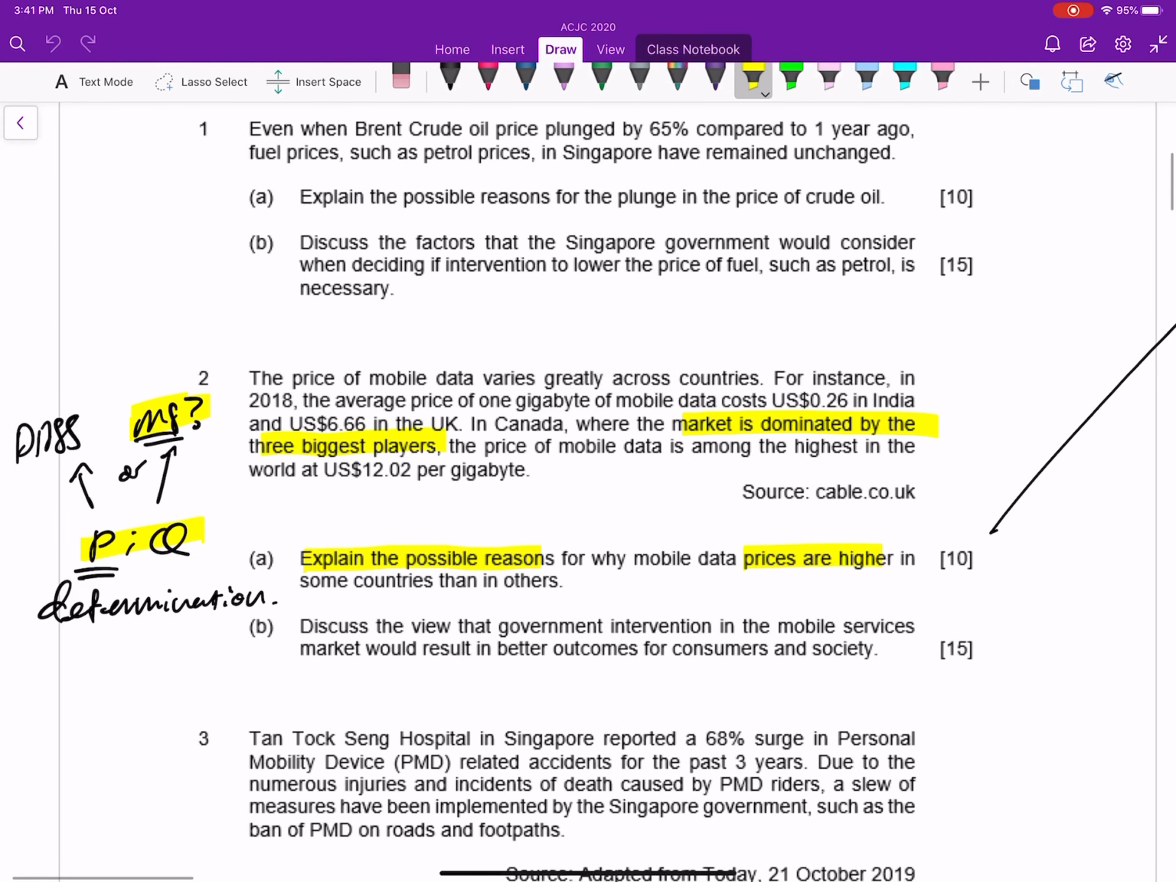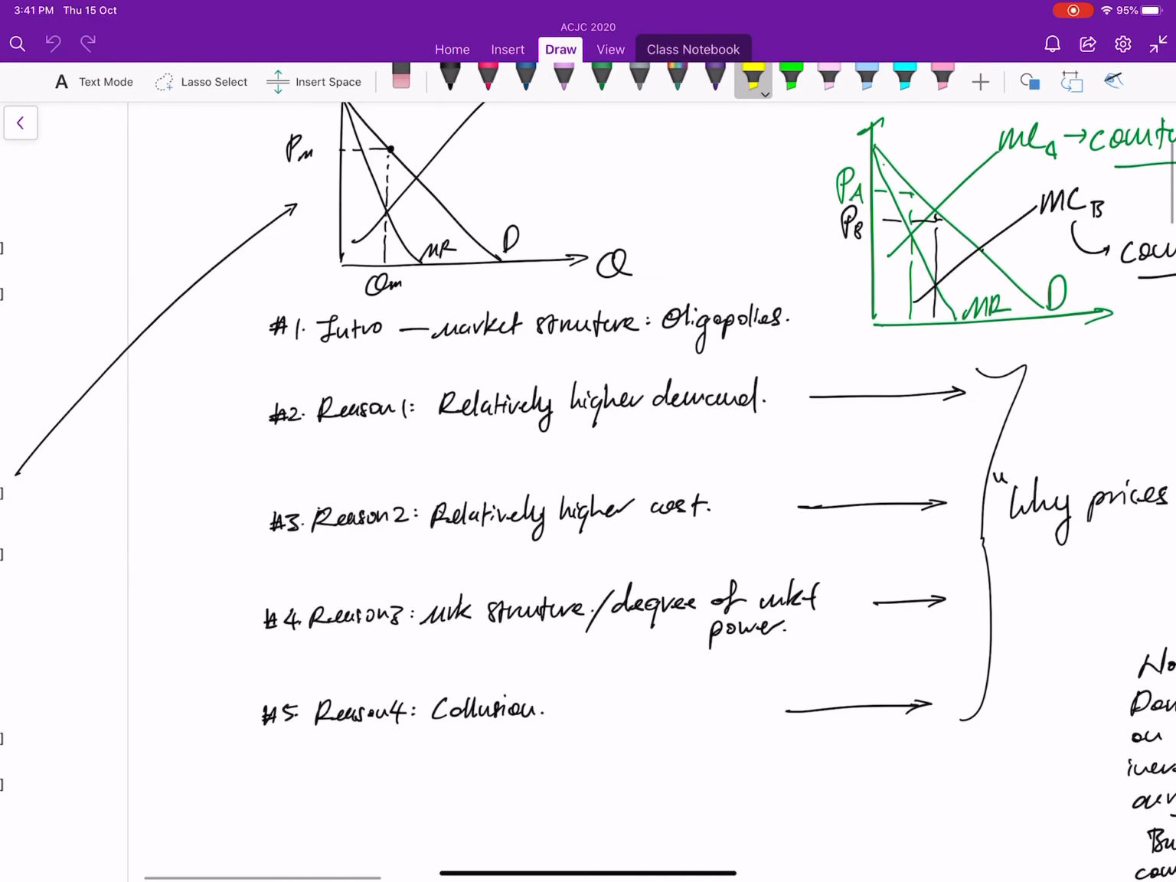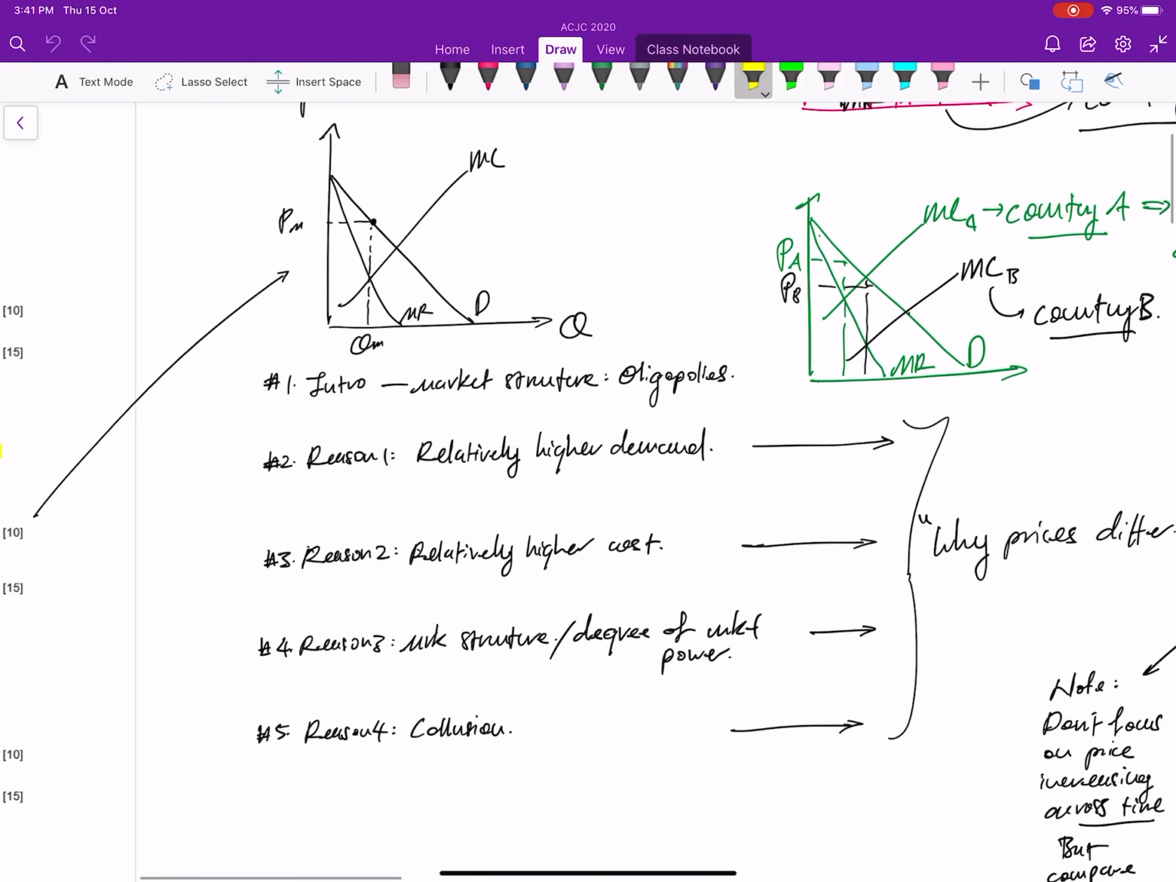Okay, so how will you approach a question that asks you to explain price determination for a market structure context? Well, you adopt this framework and this idea. So really the whole idea of price determination is MC equals MR will give you your optimal quantity from the firm's perspective. So this is the quantity that maximizes profit. And at this quantity, they will set prices according to the demand curve.